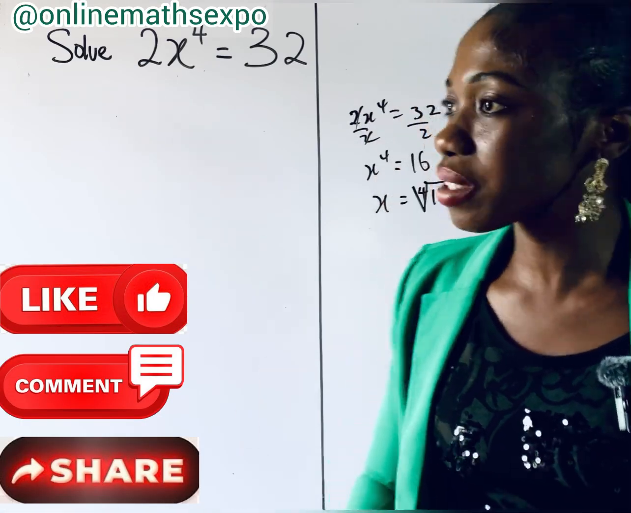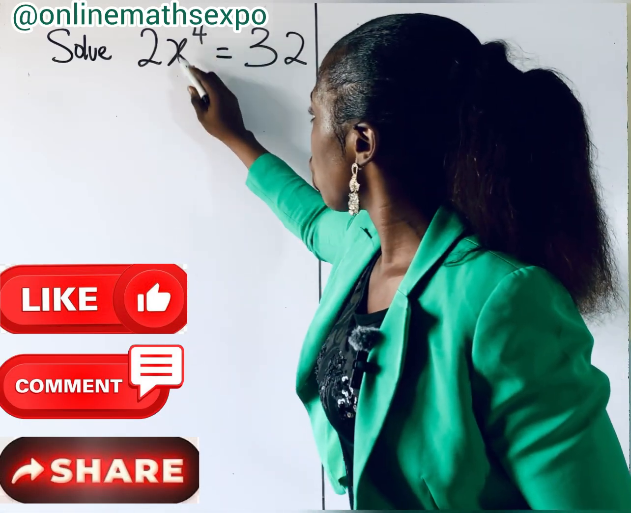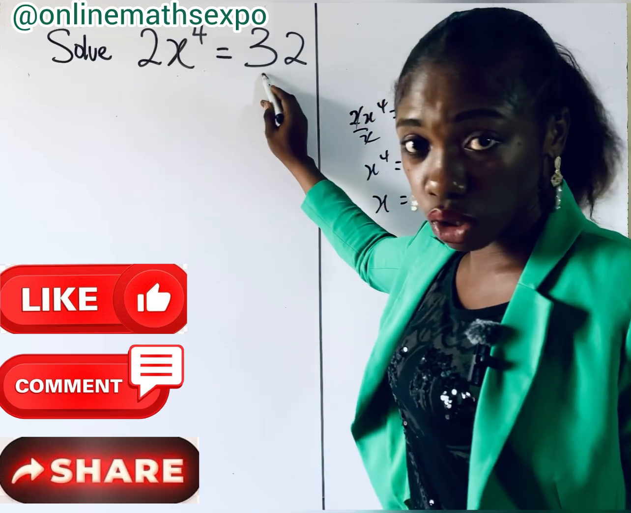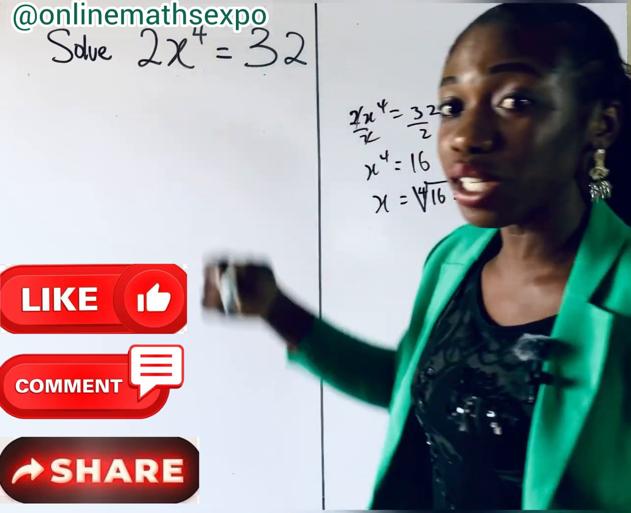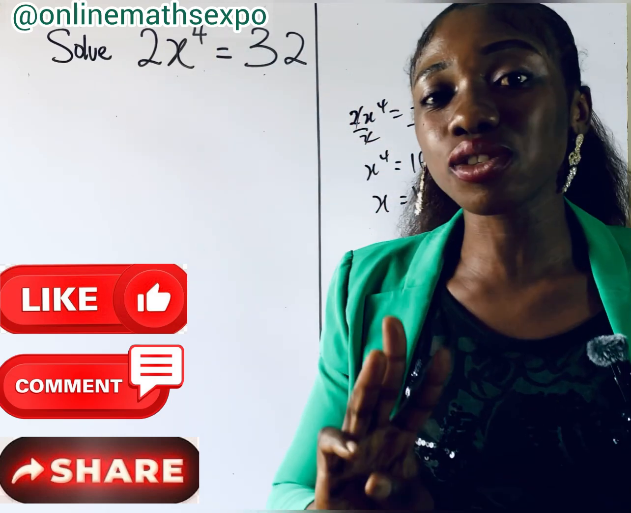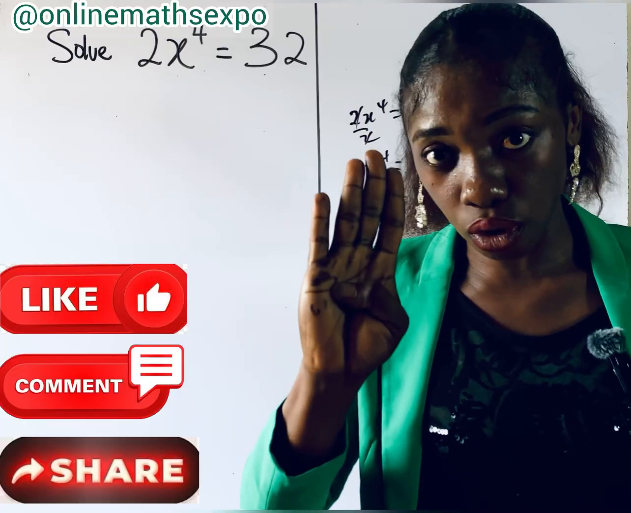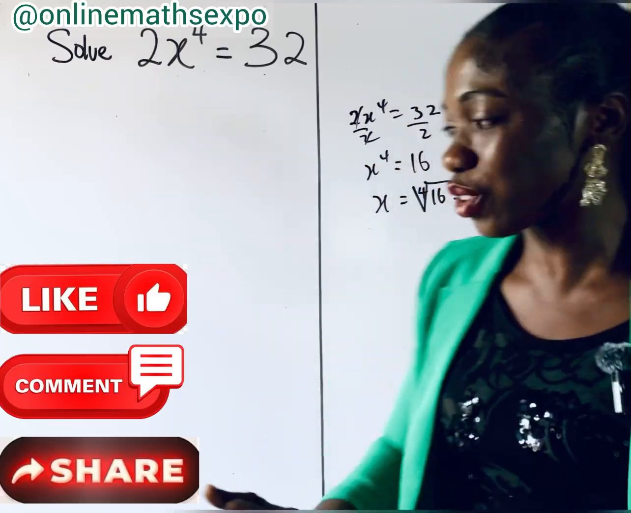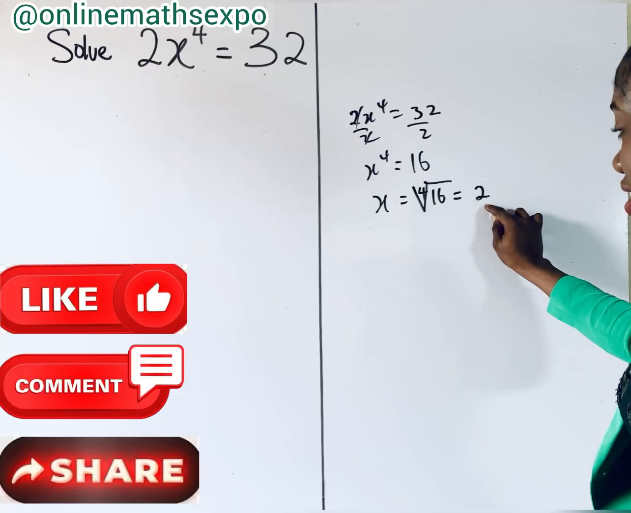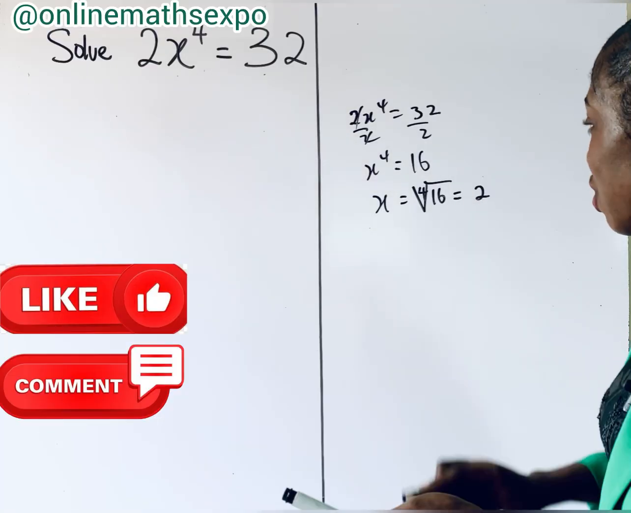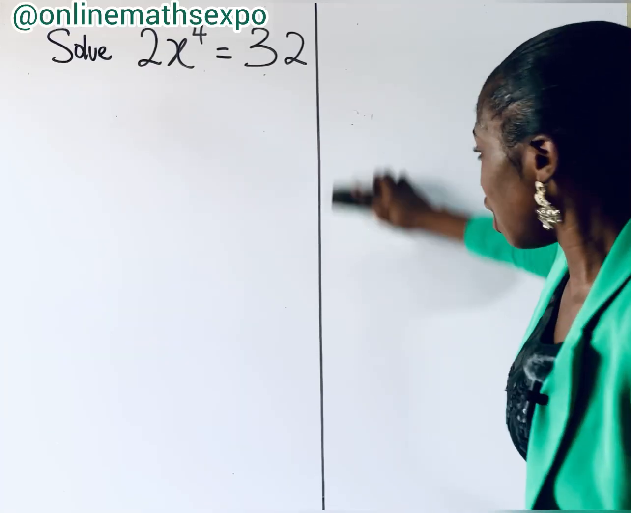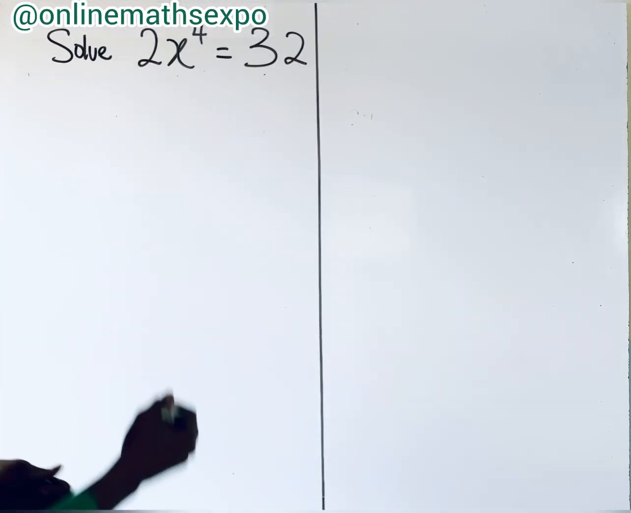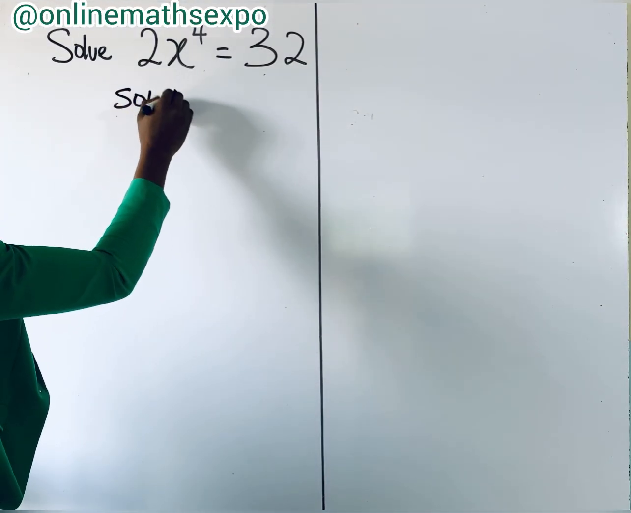Okay, now observe that this 4 shows you the degree of this polynomial is degree 4. So what it means is that the x values you are going to have are going to be 4. I hope that is clear. So don't be too quick to say x is 2. Now, to solve this question, what do we do? Let me show you what you do. So we're going to begin this with the solution.